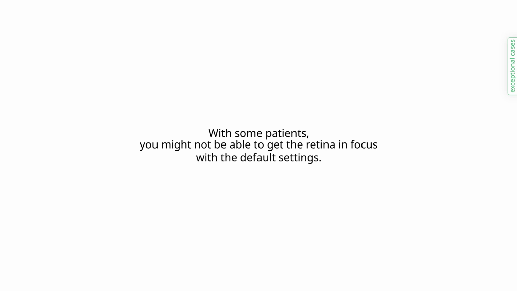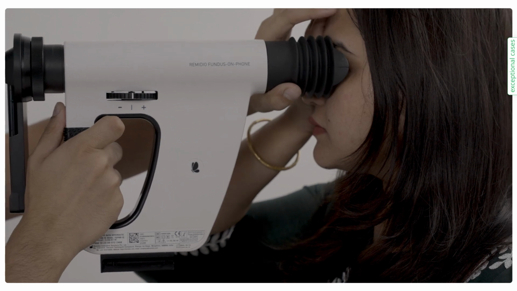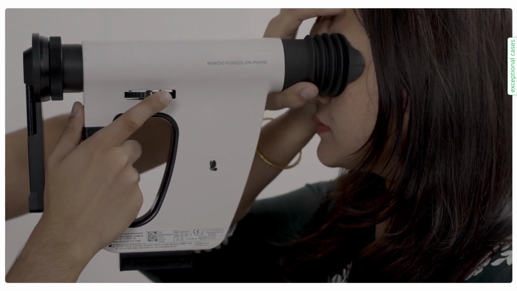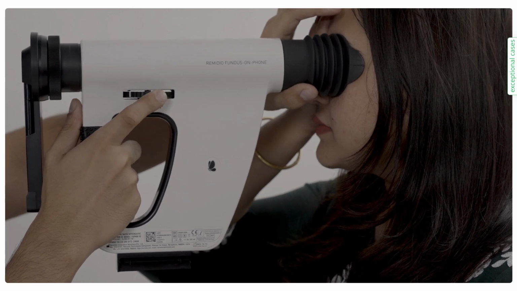With some patients, you might not be able to get the retina in focus with the default settings. This can happen if they wear glasses. In such cases, we have to adjust the focus wheel to account for the refractive error of the eye. This is the focus wheel. Depending on the refractive error, you have to turn the wheel to the left or to the right.